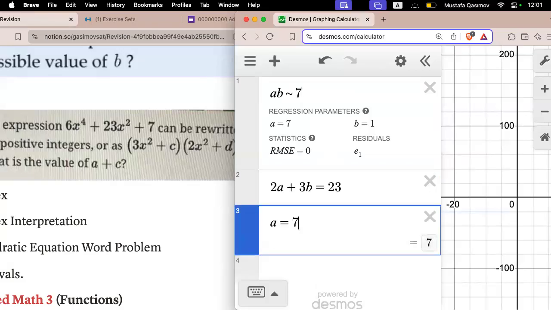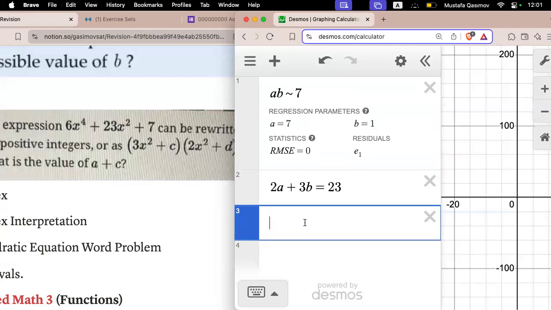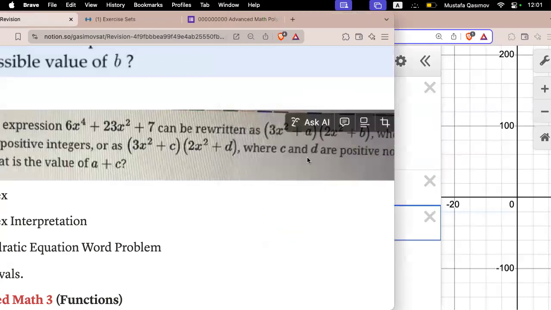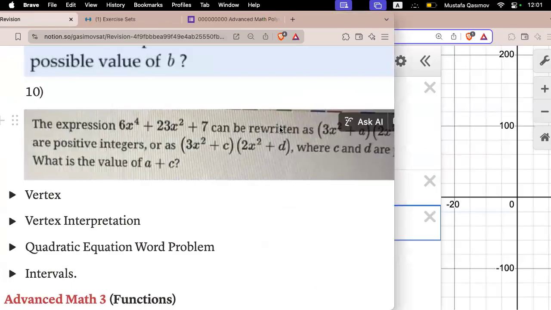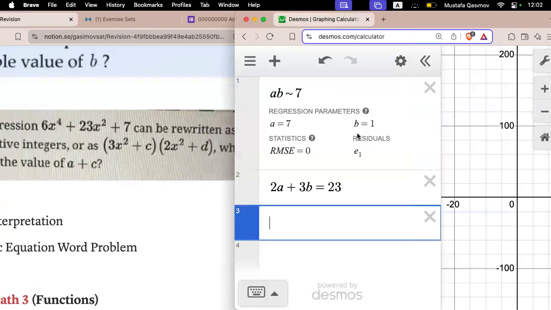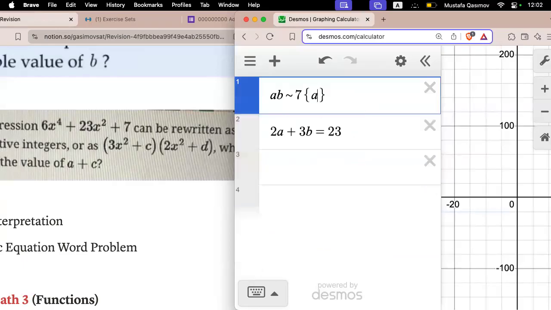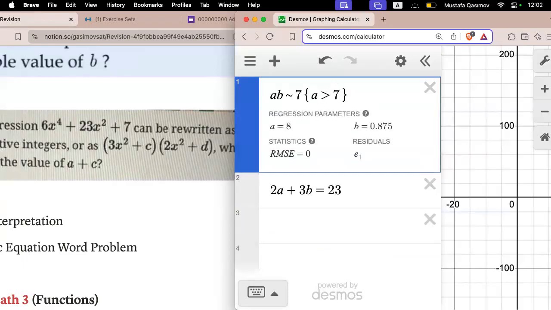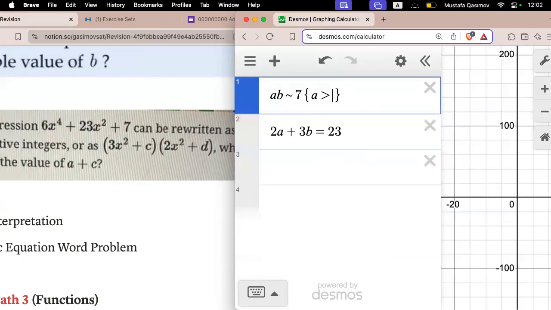Let's do it. A is equal to 7. Okay, remember this, A is equal to 7. And it says that another one is non-integer, right? So it can be greater than 7 or it can be less than 7. So let's write here it is greater than 7. Let's look what we'll get. It is 8.